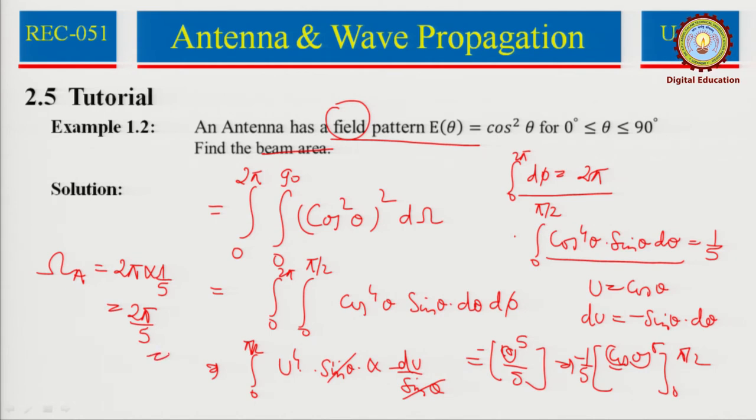Again, I am showing how we solve it, simply by putting in the formula. Here the field pattern is given, but we are discussing power. Power is nothing but magnitude square. So, we square this and simplify the integration 0 to 2 pi, and theta up to 90 degrees, less than or equal to 90, so pi by 2. Taking the theta portion and the phi portion, 0 to 2 pi d phi is nothing but 2 pi. Now, for this integration we assume that u is cos theta, and by this process we get the value 1 by 5. Multiplying these two values we get 2 pi by 5. This is the total beam area for this problem.